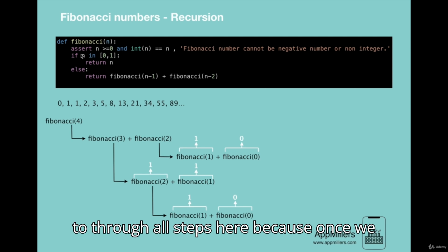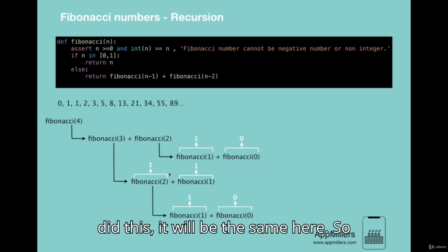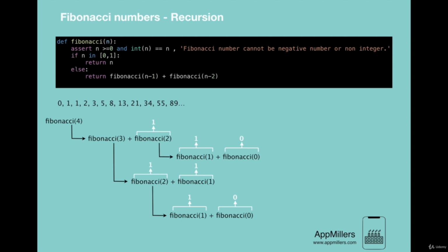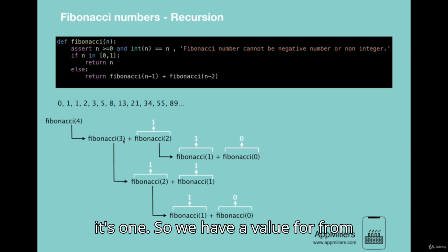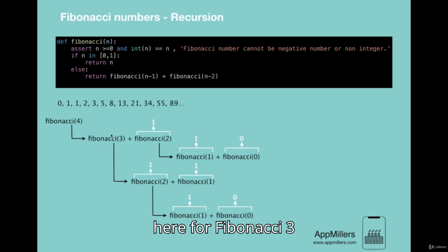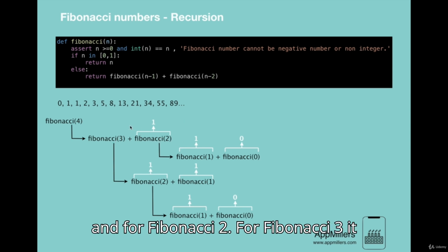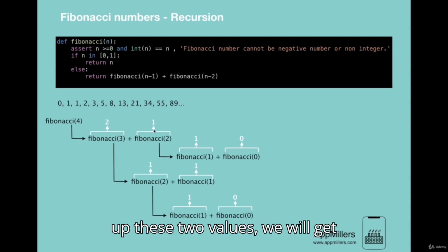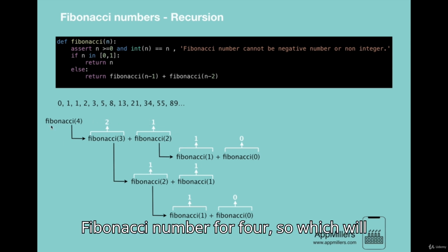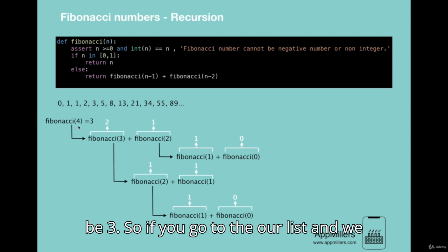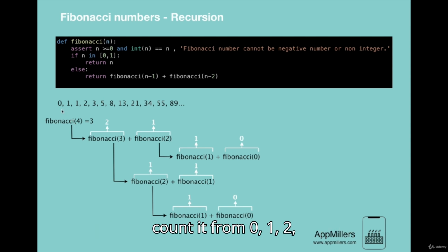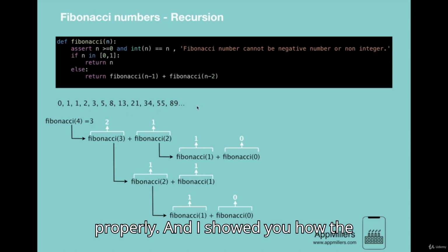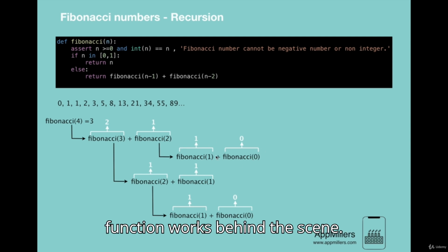I don't want to go through all the steps here, because once we did this, it will be the same here. So it's 1. So we have a value from here for Fibonacci 3 and for Fibonacci 2. For Fibonacci 3, it will be 1 plus 1, which is 2. When we sum up these two values, we get the Fibonacci number for 4, which will be 3. If we go to our list and count from 0, 1, 2, 3, 4 is 3. So this shows that our function works properly, and I showed you how the function works behind the scenes.